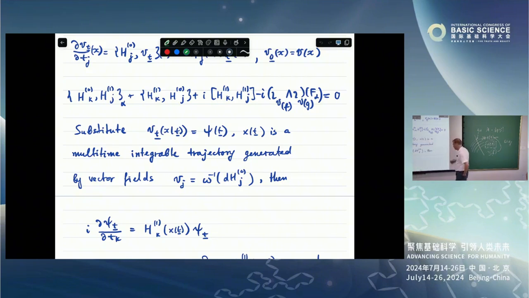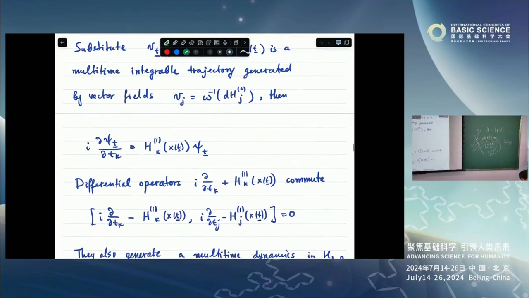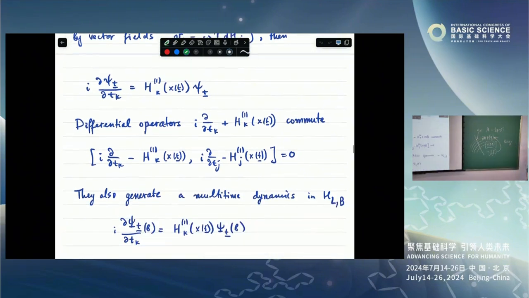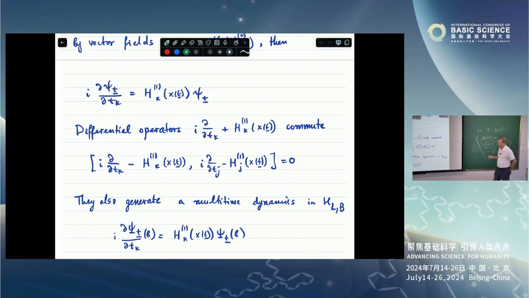Here, xt is the multi-time trajectory generated by our vector fields. So then it's interesting. We have the multi-time evolution for these functions on the phase space, but now it's really like a flat connection. So it's the system of these differential operators, and they must commute, generically. I said generically, meaning the following.